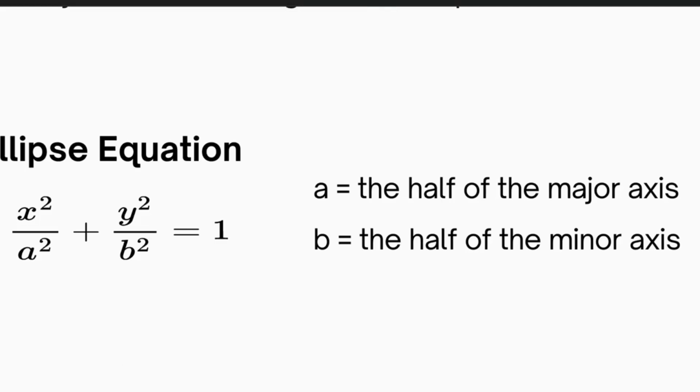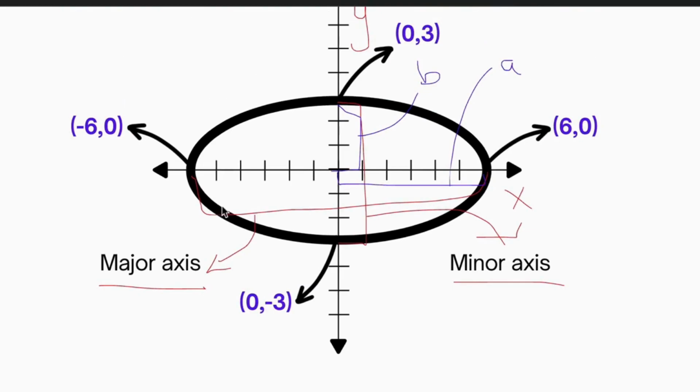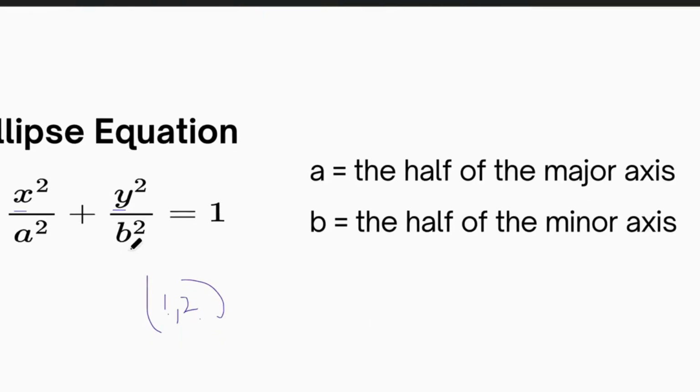So for example, I have the point (1, 2). I can check if this is on the ellipse by substituting x with 1 and y with 2 and a with, in this case, 6 and b, in this case, 3. And I can see if it equals 1, and if it does equal 1, then it is a point on the ellipse, and if it is not equal to 1, then it's not on the ellipse.